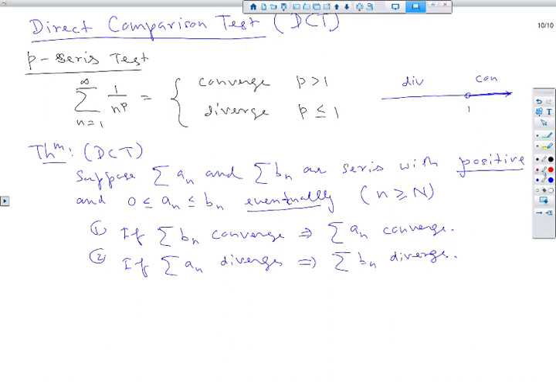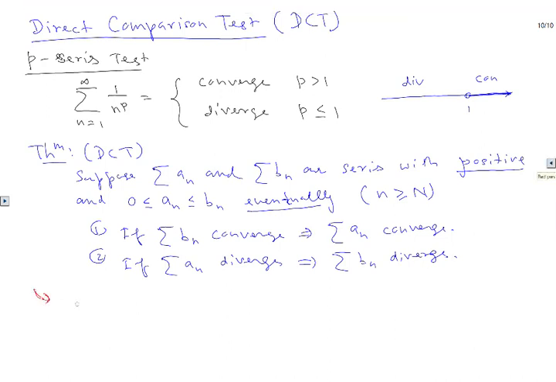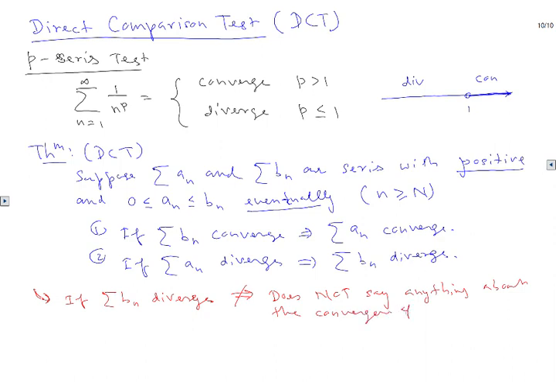So I want to warn you here. If the larger one diverges, it does not say anything about the convergence or divergence of the smaller one.